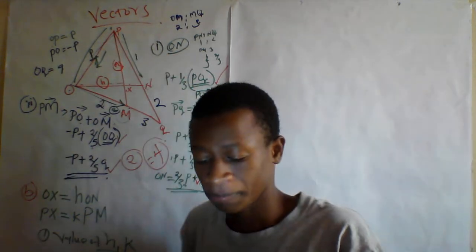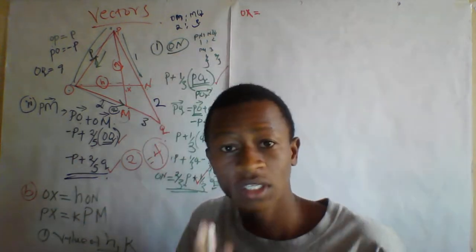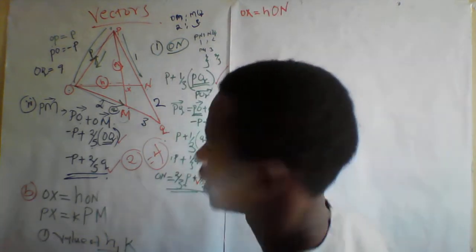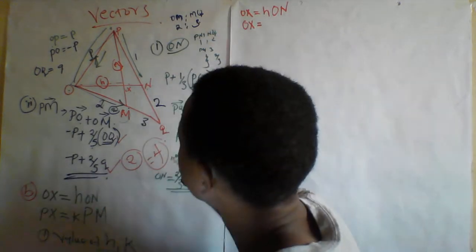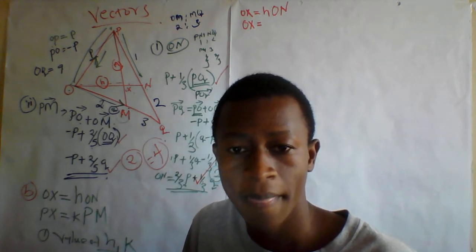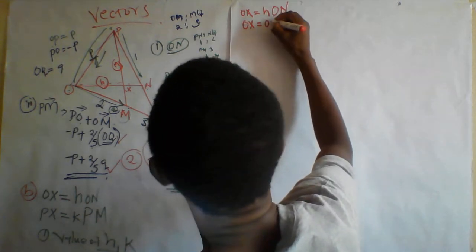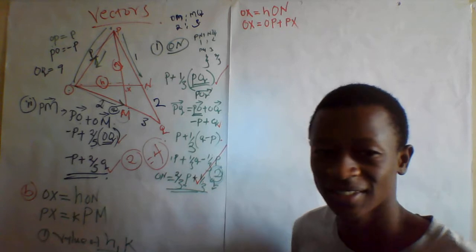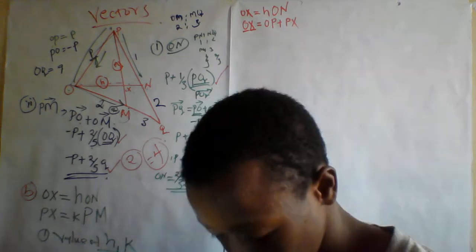Come here and see that OX can be given in two ways. That is h of ON. Again, OX can be given in another way, that is OP plus PX. Another thing you have to look at is that this one and this one should begin the same.